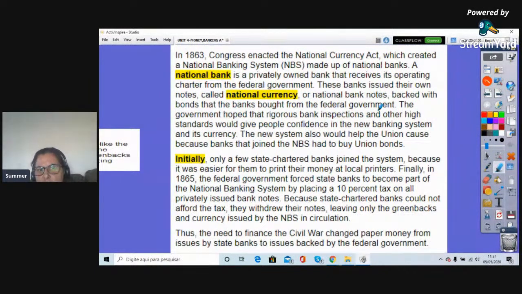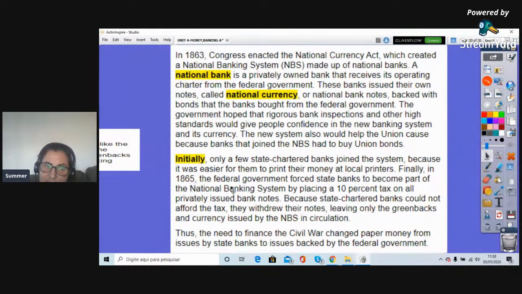The government actually hoped that rigorous bank inspections and other high standards would give people confidence in the new banking system. The new system also would help the Union cause because banks that joined the NBS had to buy Union bonds. Initially, only a few state-chartered banks joined the system because for the bank it was much easier to print their own money at a local printer. Why would they join the federal banks?